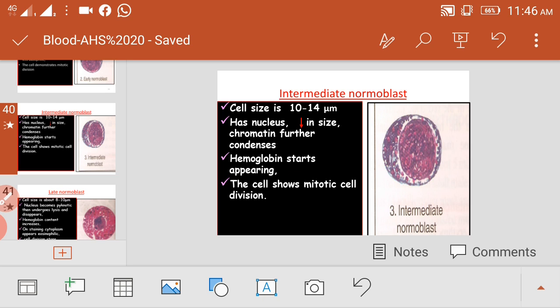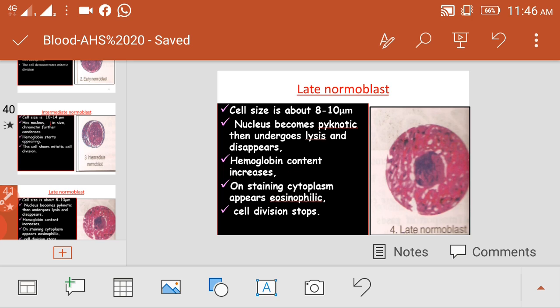So you can see the changes. In the first stage, the cell size is more, the size is big, and the nucleolus is present. Coming to the early normoblast, the cell size decreases, the nucleus size decreases, the nucleolus disappears. Coming to the intermediate normoblast, the cell size still decreases because it has to come to the 7 micron. The RBC diameter is 7.2 micron, right? So it has to come to that level. Then only the maturation is taking place.